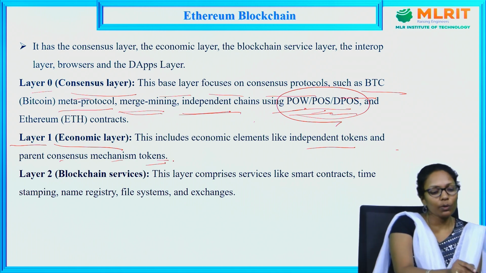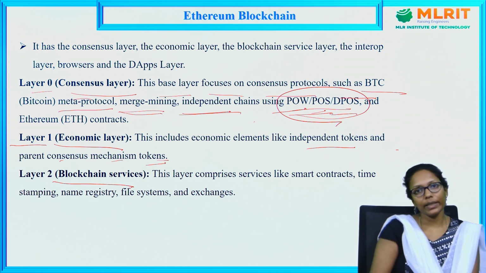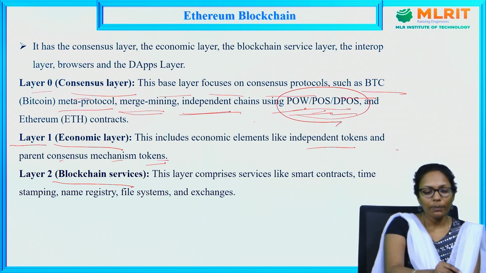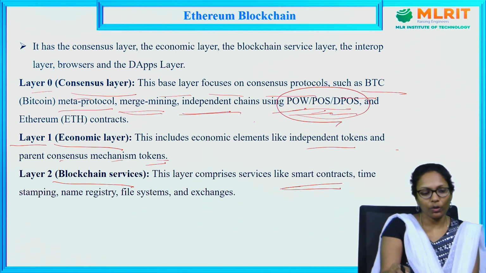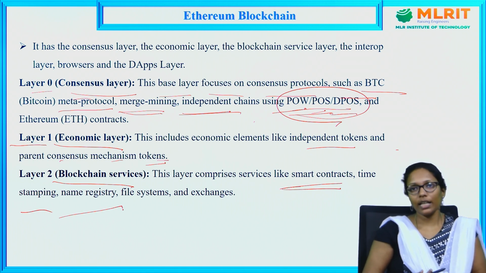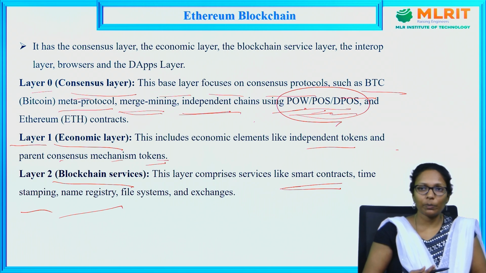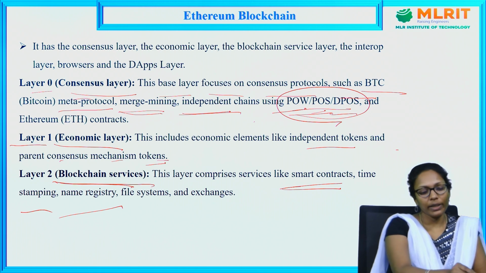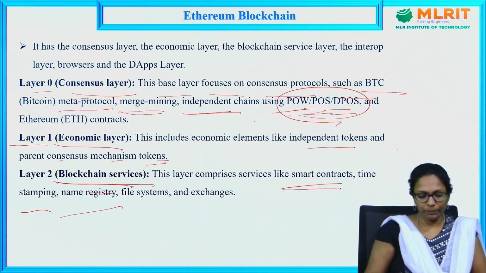And next is blockchain services. Layer 2 will indicate the blockchain services, whatever services the blockchain can provide. So in Ethereum, we can provide the services using smart contracts, timestamping, name registry. Whenever a transaction is happening or proposed, the timestamp and all that information will be maintained inside the blockchain, and that will be provided by the blockchain services layer.